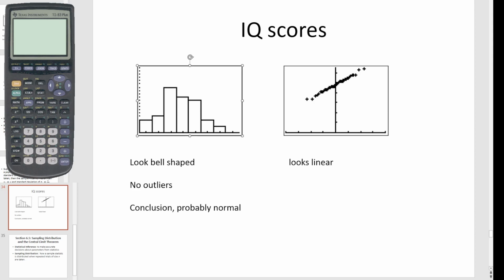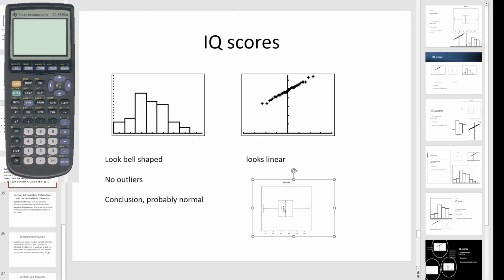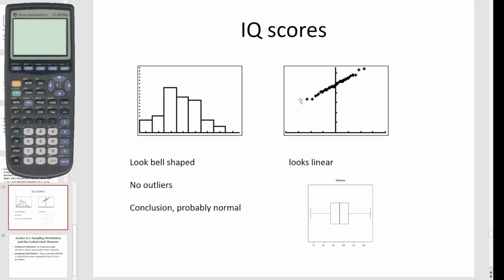The normal quantile plot here looks linear. And if we were to grab the box plot to determine if there are any outliers, it does not appear as though there are any outliers here. And so all of these pieces of data point to this likely being normal. This points to the population likely being normally distributed.